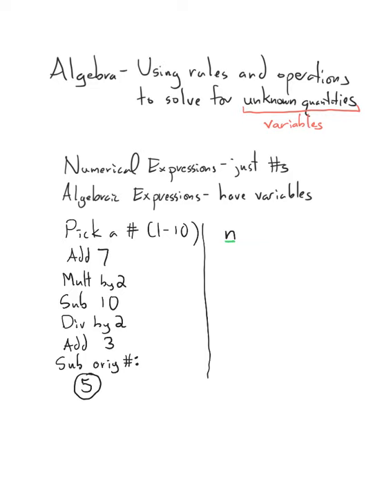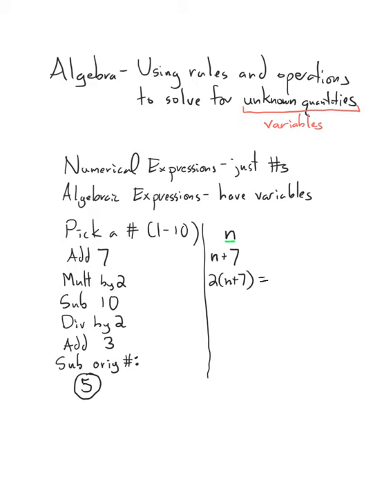All right? So we're going to take n, and we're going to add 7 to it. So we get n plus 7. So if our number was 1, we would have got 8. 1 plus 7 is 8. If our number was 6, we would have got 13. 6 plus 7 is 13, etc. Okay, now we're going to take the number n plus 7, whatever that is, and we're going to multiply it by 2.